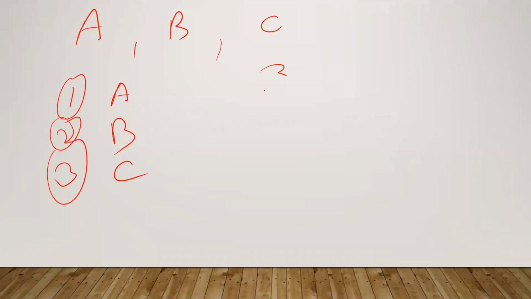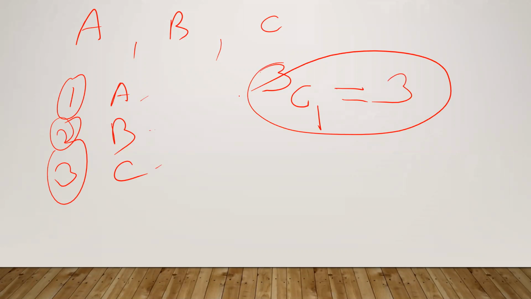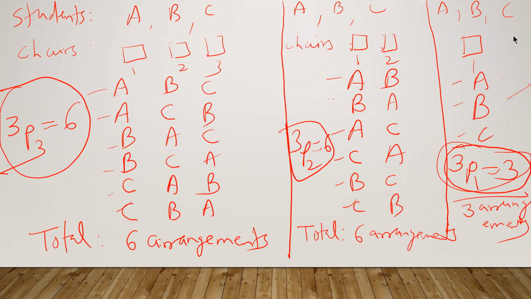So that means out of 3 I am selecting 1. So 3C1, what is the answer? How many did I get? I got 3. So 3C1 is equal to 3. Okay, what was 3P1? Let us see. 3P1 was also 3. So 3P1 and 3C1 are the same.